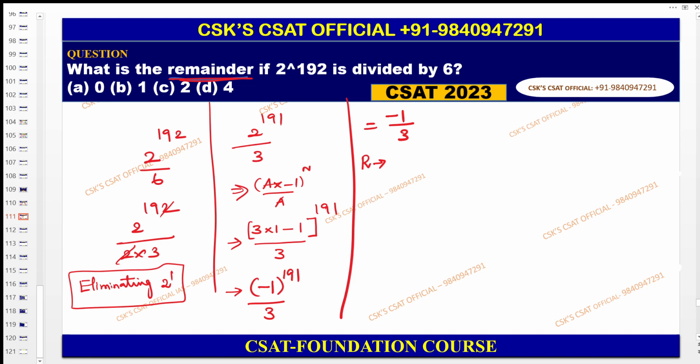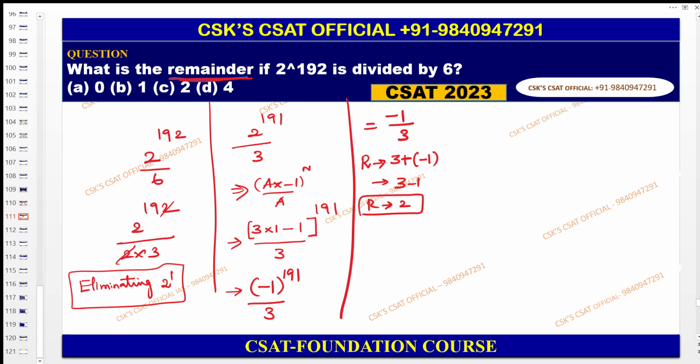The remainder here is denominator minus numerator, or else you can take it as a plus also. If you are applying the plus, what you have to do is denominator plus numerator, with the bracket minus 1. So it becomes 3 minus 1, which is 2. Now check whether that is the final remainder.